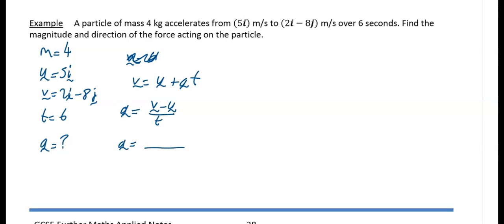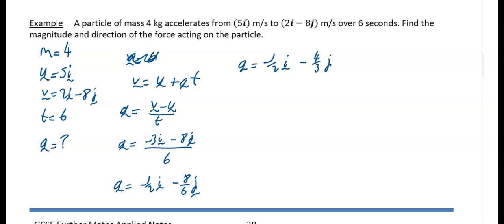So your A is equal to, if you do your V minus U, you'll get minus 3I and then minus 8J. And then if you divide by your T, which was 6, that is what you're going to get for your A. I'm going to leave it in fraction form, this one. This is going to be minus a half I, and I'll just leave it as minus 8 over 6. Well, I could cancel that down, but that's fine. I'll write it again up here. Now it is equal to minus a half I minus 4 over 3J. So that's what my acceleration is.